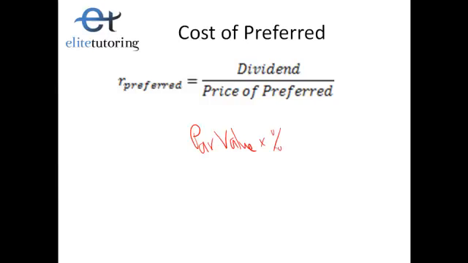Recall that the current market price is $16, so the cost of the preferred capital is $1.50 over 16, which gives us 9.375%. Okay?